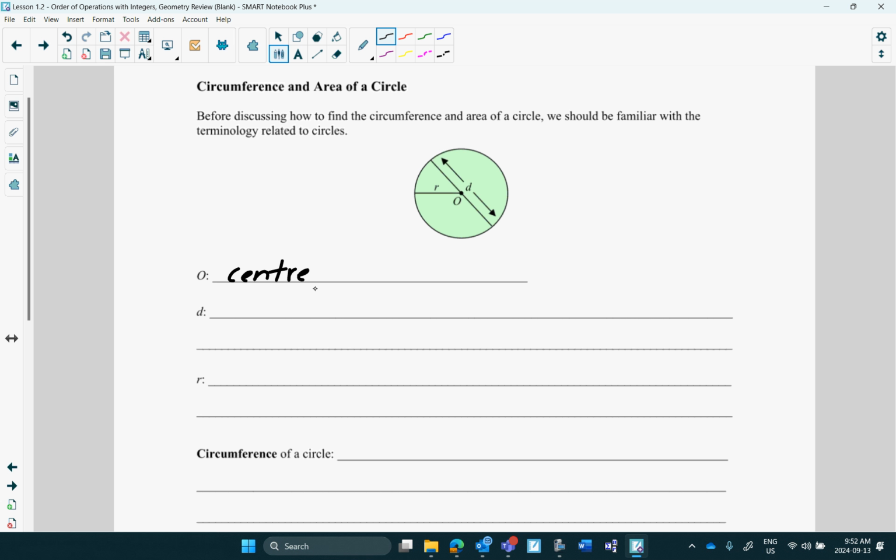E is a line segment. Notice it goes through the center. From one point on the circle, looks like sort of to the opposite side of the circle. That would be, Sadie, the diameter. Okay. And the diameter is a segment with endpoints on the circle. Passes through the center.